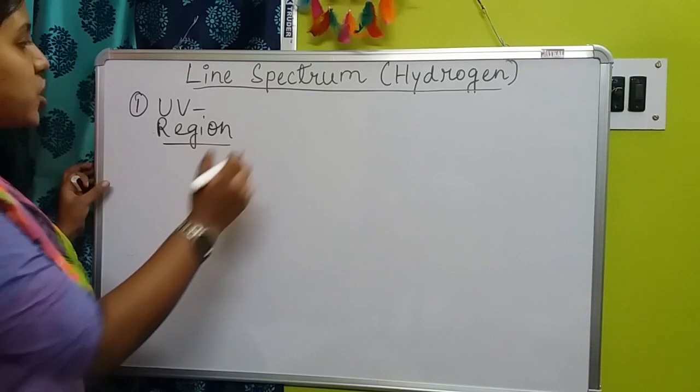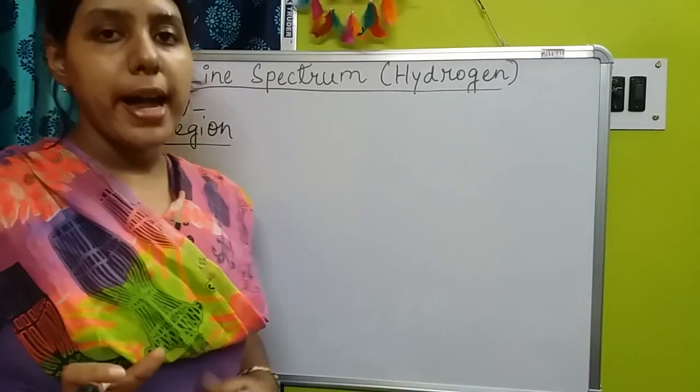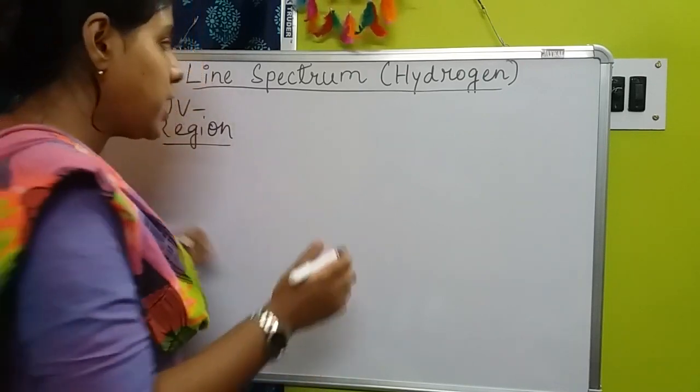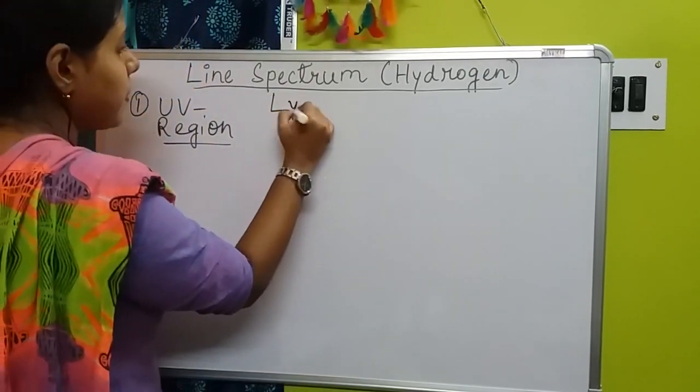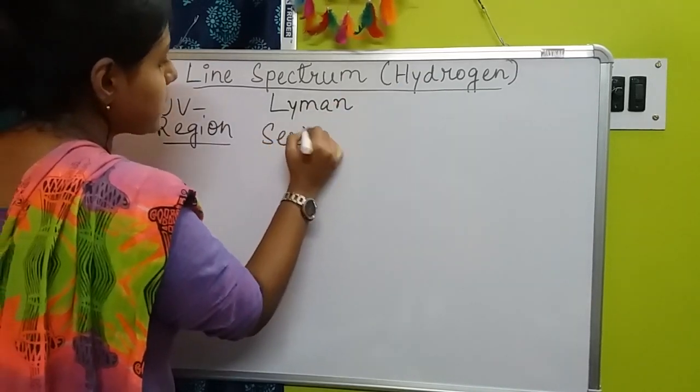For example, the UV region was discovered by the scientist Lyman, and according to his name, the lines obtained here are known as the Lyman series.